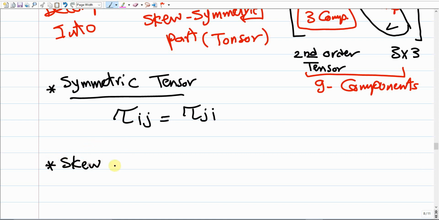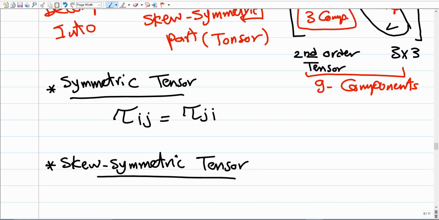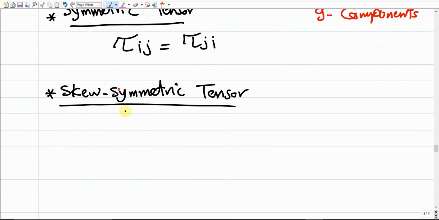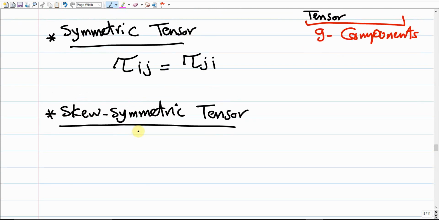On the other hand, the skew-symmetric tensor is not common, especially in the field of linear elasticity. We depend a lot on the symmetric tensor, as will become clear when we discuss the stress and strain tensors. But anyway, the skew-symmetric tensor has the property that tau ij equals the negative of tau ji. If you find the transpose, you end up with the tensor multiplied by -1.